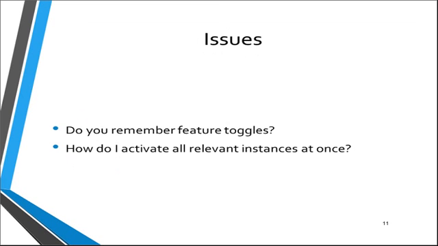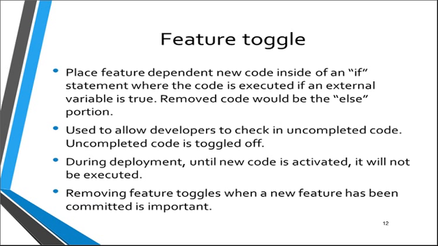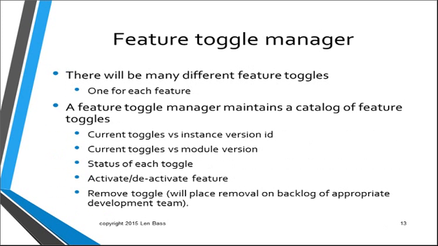So first, do you remember feature toggles? We talked about that in the development environment. And the second one is how do I activate all the relevant instances at once? A feature toggle puts new code inside of an if statement. And we saw it in the development environment to allow developers to check in uncompleted code, which is toggled off. And again, as I said, removing feature toggles when a new feature has been committed is important because it clutters the code and it could lead to errors.